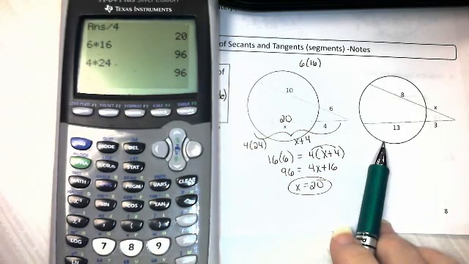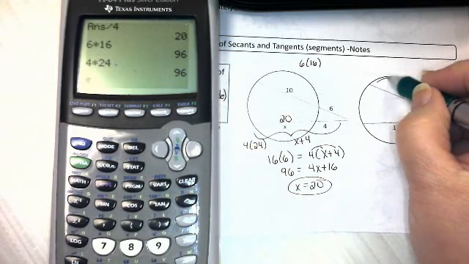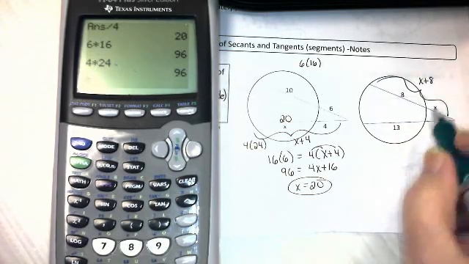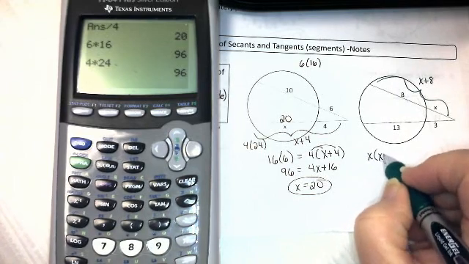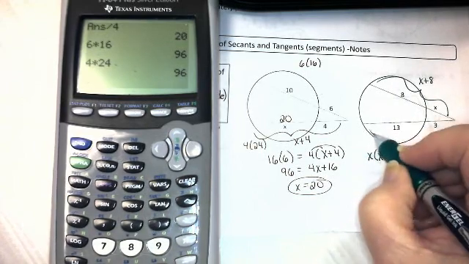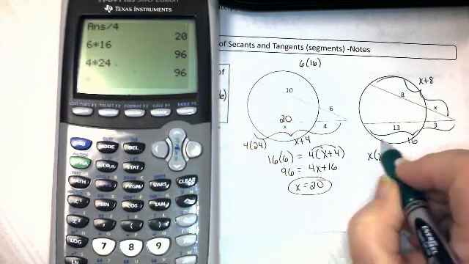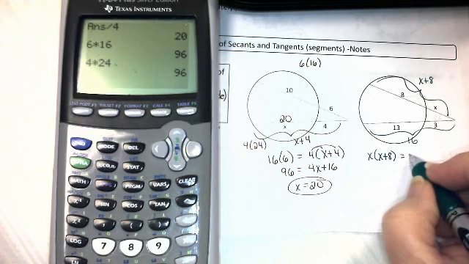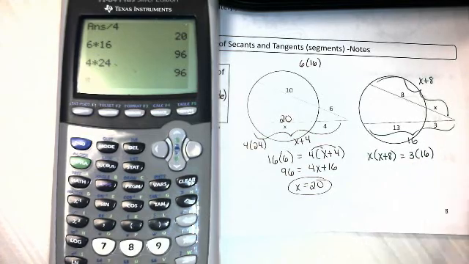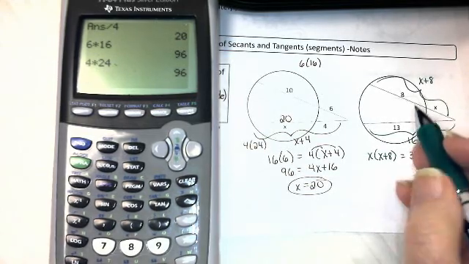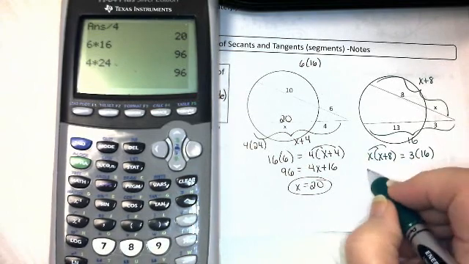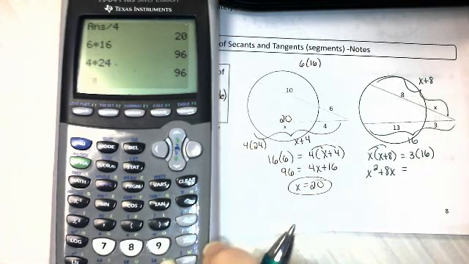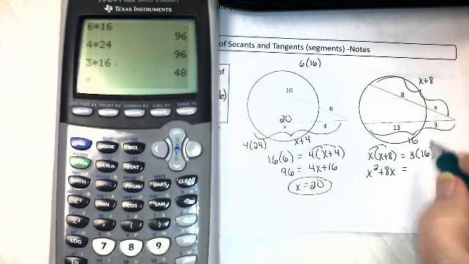Let's take a look at the second one. Again, we want the whole thing, which in this problem is x plus 8, times the outside. So x times x plus 8. On the bottom segment, we want the whole thing, which happens to be 16. We're going to add those pieces together, times the outside part, which was 3. So when we do our distributive property here, we end up with x squared plus 8x equals 48.